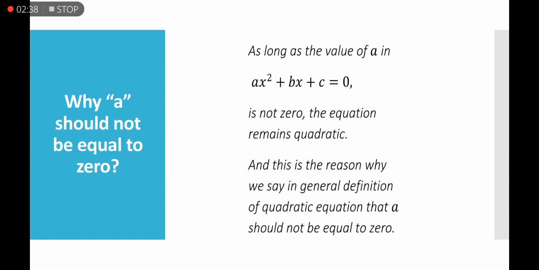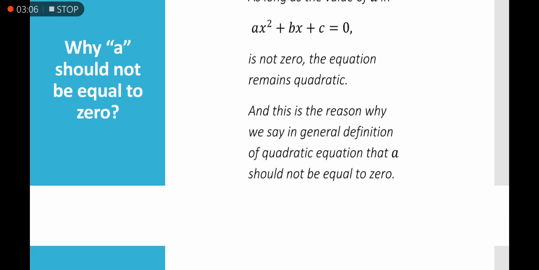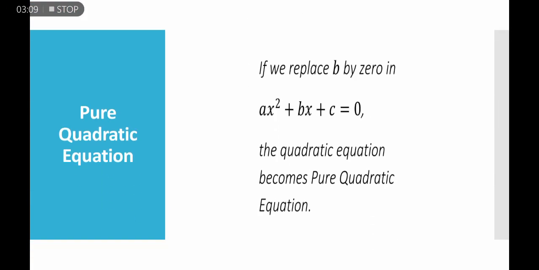Why should a not be equal to 0? As long as the value of a in ax squared plus bx plus c is equal to 0 is not 0, the equation remains quadratic. If we replace a by 0, then this equation becomes a linear equation. And this is the reason why we say in the general definition of quadratic equation that a should not be equal to 0.